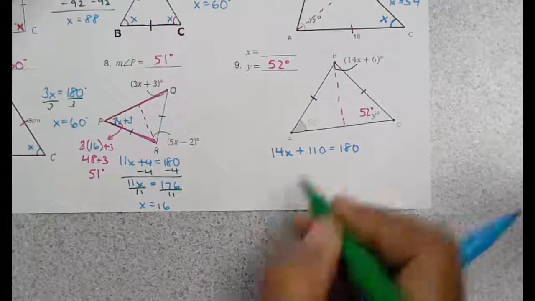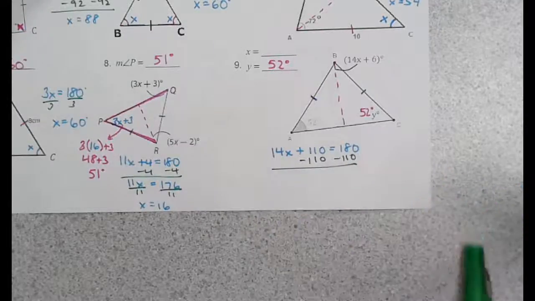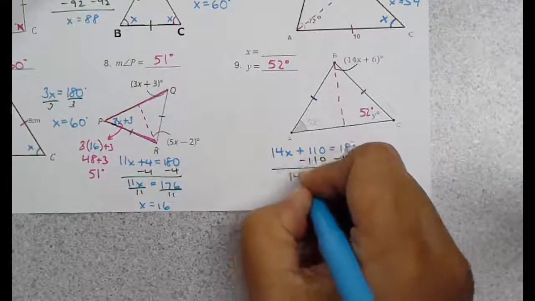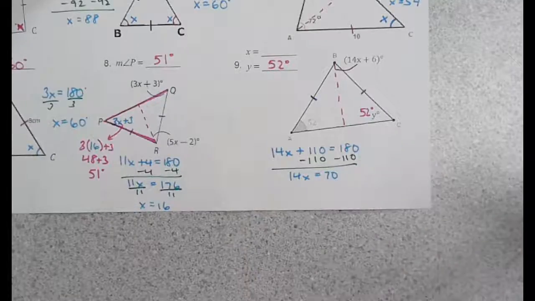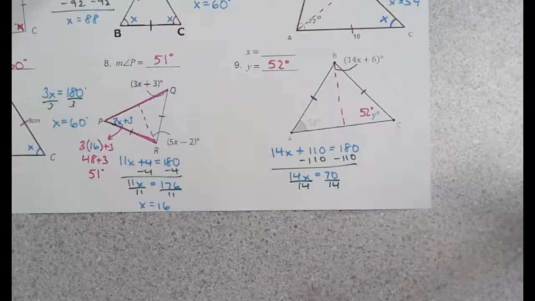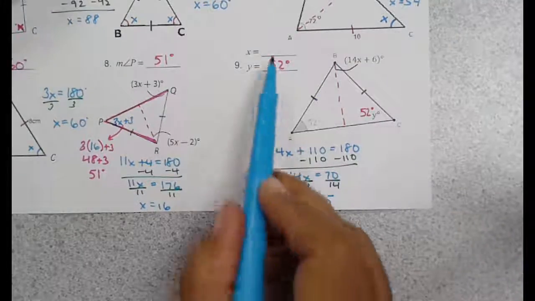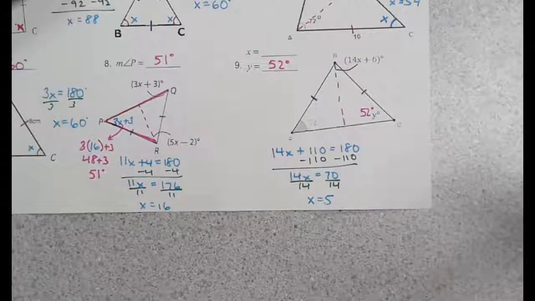All right, to get x by itself, I'm going to subtract the 110. So we get 14x equals 70. And then I'm going to divide both sides by 14. And that gets me x equals 5. Is x what I want? Yep, that's asking for x. So x is 5.